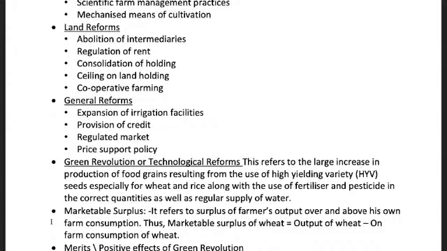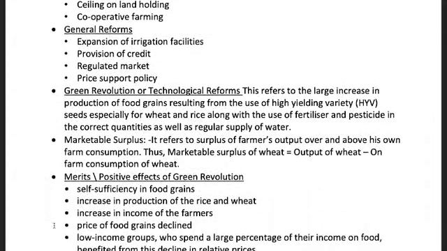Marketable surplus refers to the surplus of a farmer's output over and above his own farm consumption. Thus, the marketable surplus of wheat is equal to the output of wheat minus the on-farm consumption of wheat.